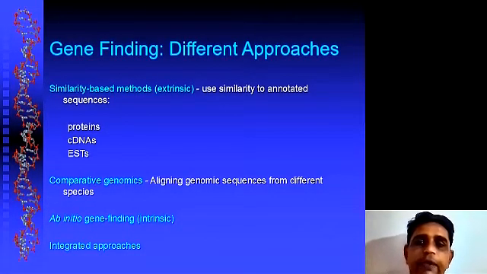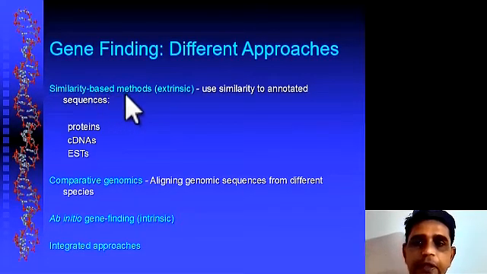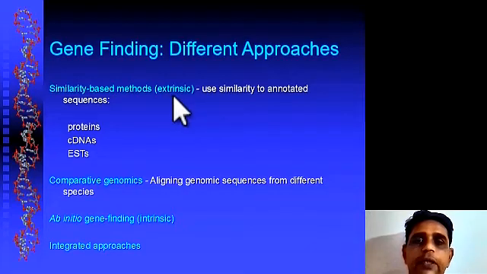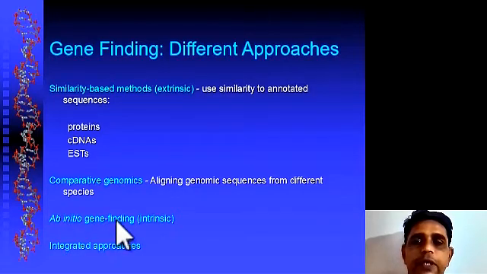So for gene finding, we have different approaches. The first approach is known as the similarity-based or extrinsic approach, which uses similarity to annotate the sequences of protein, cDNA, and EST. So this is the extrinsic approach. The second approach is comparative genomics, which aligns genome sequences from different species. And the third approach is known as ab initio gene finding, or the intrinsic information.